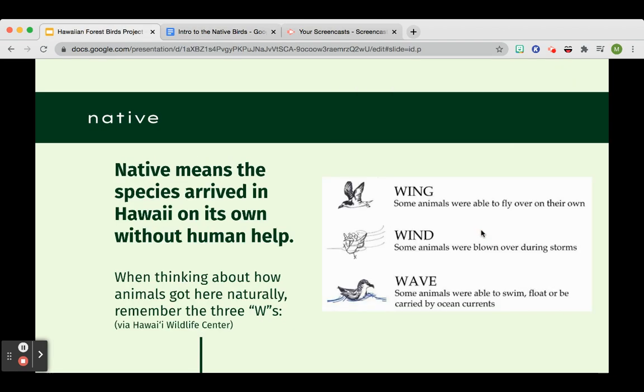Okay, our next kind of species is a native species, which means this species arrived in Hawaii on its own without human help. So it could have been done by wing, that it flew over on its own, wind, sometimes animals are blown over during storms, or waves, some animals were able to swim, float, or be carried by ocean currents.